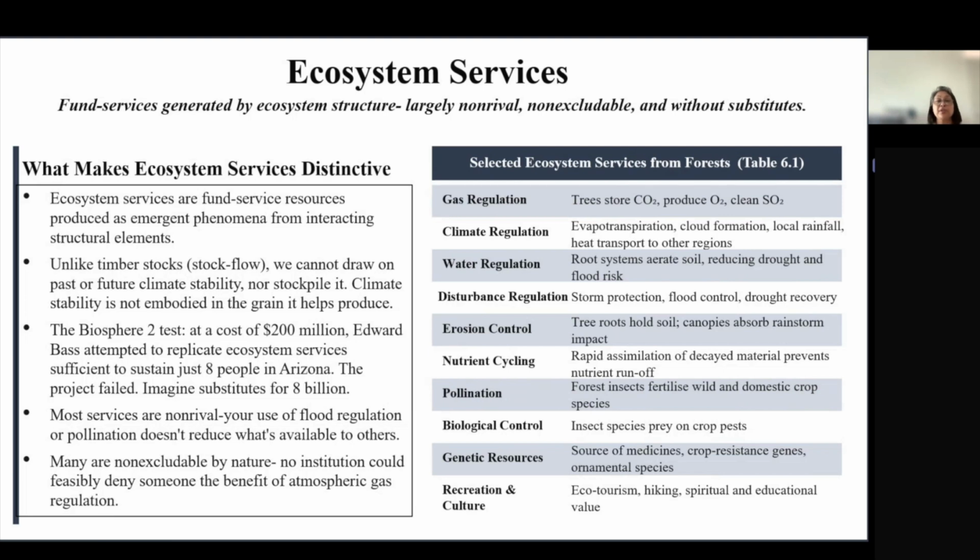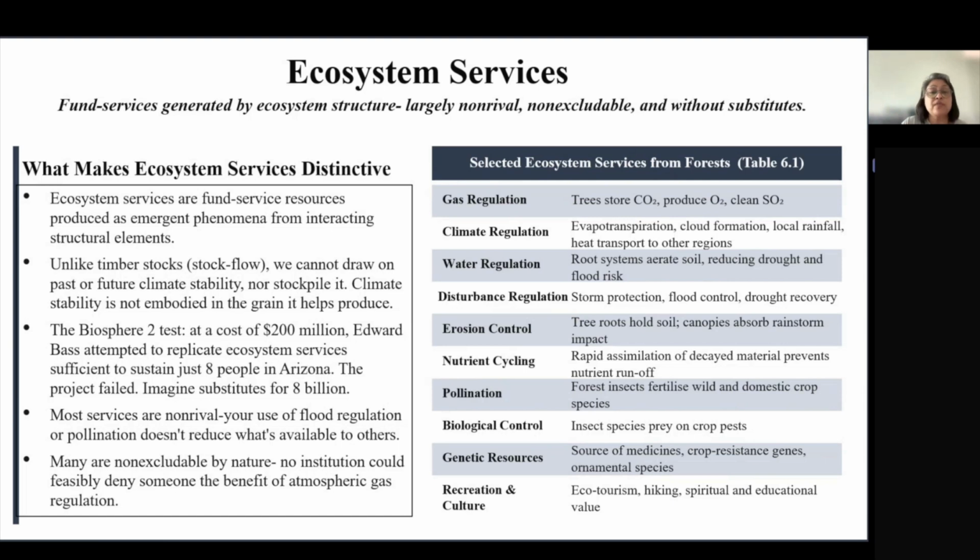So, let me also briefly survey the main ecosystem services provided by forests, drawing from this table. This has been drawn from Daly and Farley's book. When you look at the textbook, you will see this table as well. So you see gas regulation, you can see what activities it does, store carbon dioxide, etc. Climate regulation. I'm not going to go into each of them. Then you also have water regulation, erosion control, nutrient cycling, biological control.